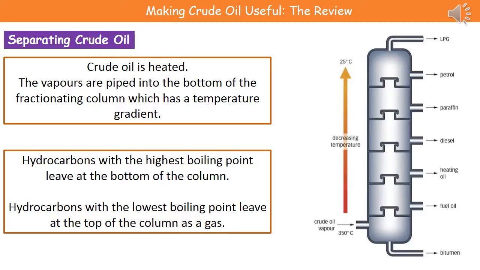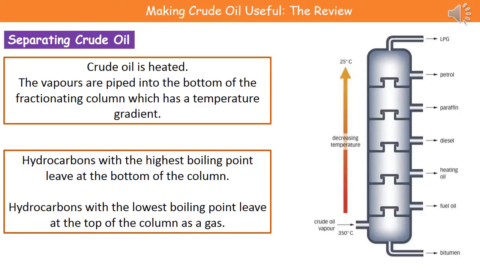So what we can see at the bottom left there is our crude oil. We're going to heat it up first of all, and then pipe those vapours into the fractionating column. And the fractionating column has what's called a temperature gradient, and all that means is it's hotter at the bottom and cooler at the top. Now because we've got this mixture of hydrocarbons, they all have different boiling points.